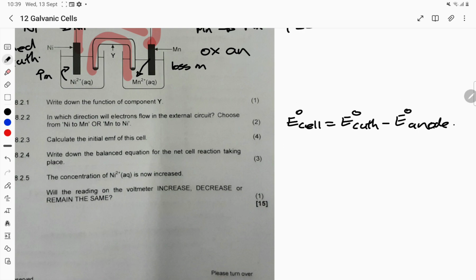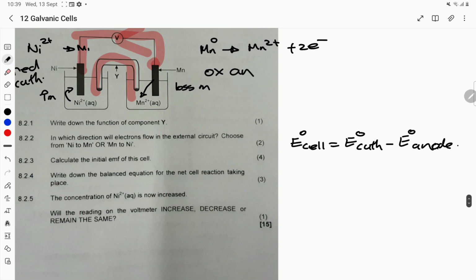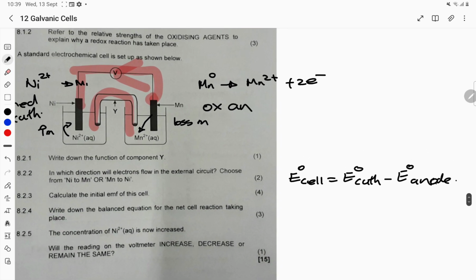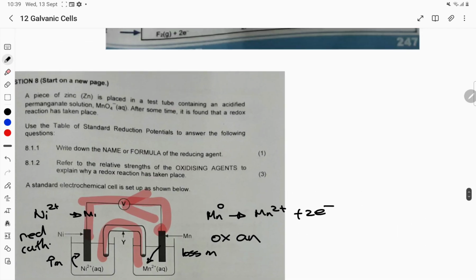We have E0 cell equal to E0 cathode. Remember, red cat, also E0 reduction, or E0 oxidation. Whatever, I'm just going to go like this because it's nice. I prefer thinking this way. So let's take a look at our values.